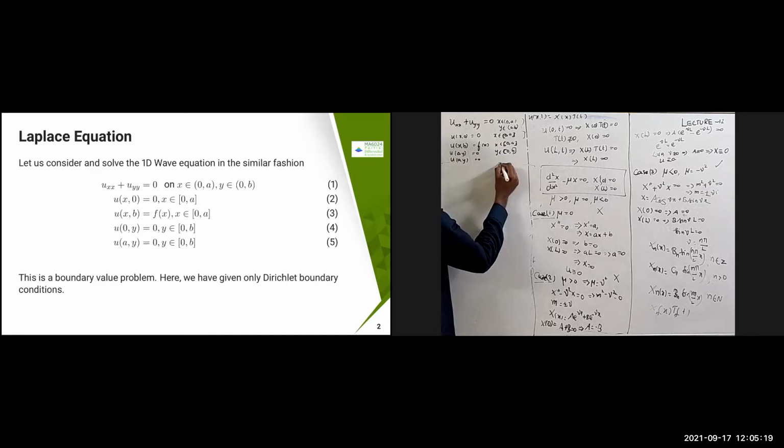So this is my domain. Here (a, 0) and (0, b) are the corners. Along the bottom, where we have (x, 0), the value is going to be 0. On the top it is going to be f(x). On the two sides it is going to be 0. This is the problem which I got.